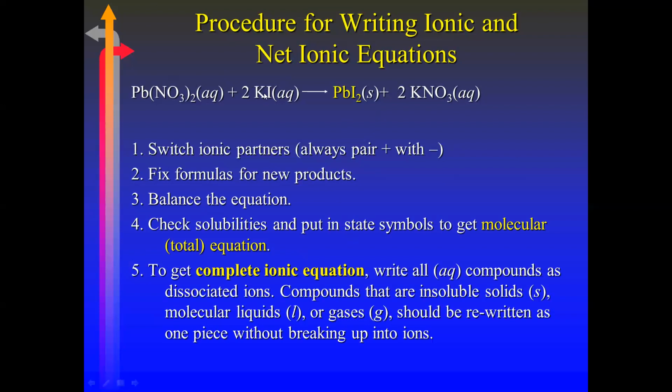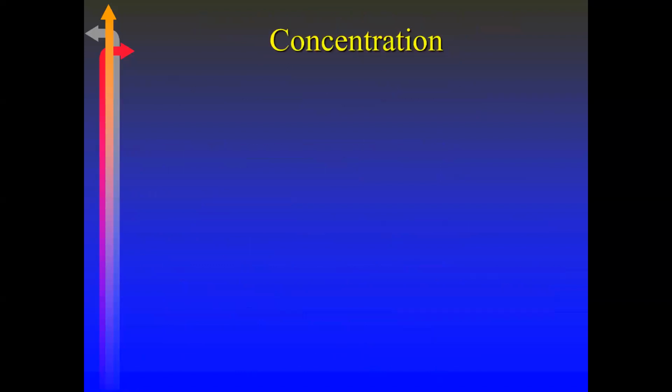Yeah, for example, at the beginning like this, after I do it, I will check the solubility. This one, the lead is an exception for halide, so it's insoluble. I put a solid here. And this group 1, alkali metal, they're always soluble. So this is why I put the aq here. So that means we complete the ionic equation by doing that. Then to get the net ionic equation, we remove the spectator. So this is the procedure.